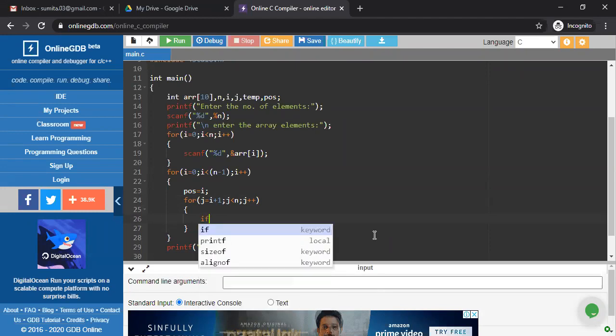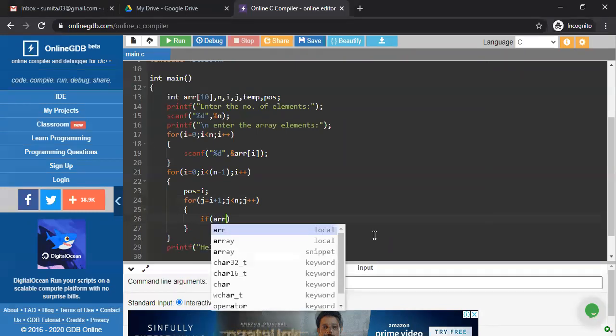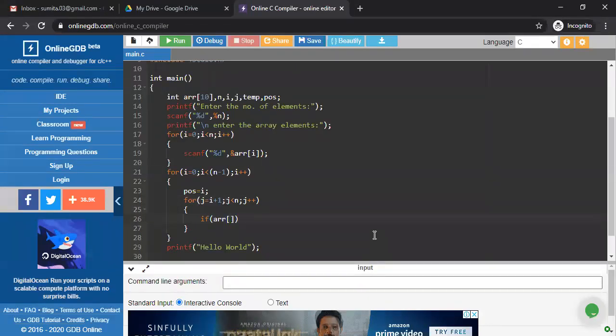So if ARR of position, I'm not writing directly 0, I'm writing position, is greater than ARRJ, then POS is equal to J. Why am I writing this one? It is too much complicated? Why is it too much complicated?